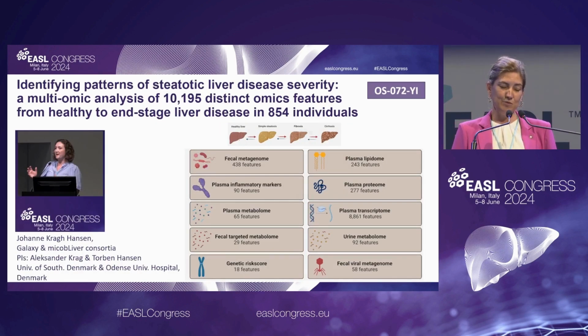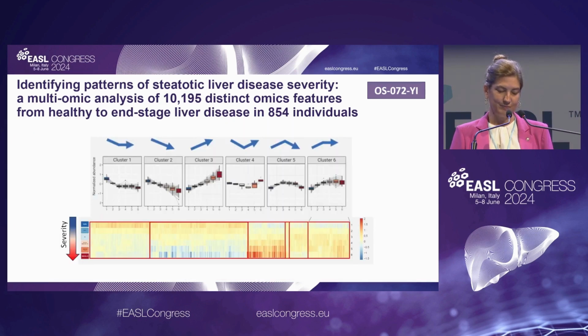Another exciting abstract was presented by Johan Krag Hansen from the University of Southern Denmark and Odense University Hospital in Denmark. The PIs were Alexander Krag and Torben Hansen. They integrated data from 10 omics profiles, including microbiome, lipidomics, metabolomics, genomics, and transcriptomics, to profile different stages of liver disease, and they ultimately included over 10,000 features.